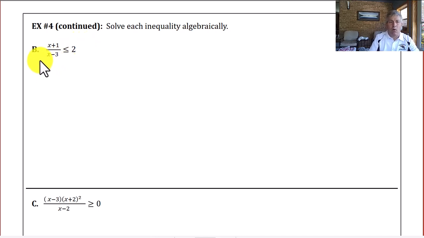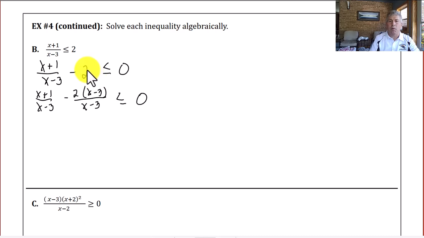We need to set one side equal to 0, so we have (x + 1)/(x - 3) - 2 is less than or equal to 0. But we don't have one fraction, so we're going to need a common denominator. So let's go ahead and get our common denominator and simplify this into one fraction.